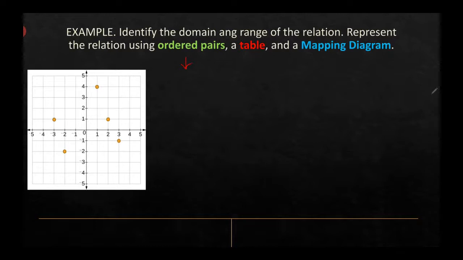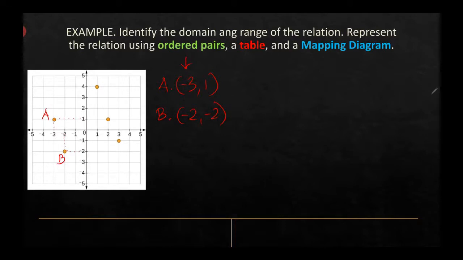So for example, we have here this Cartesian plane with some points. Let's construct its ordered pairs. Let's say this point is point A. So this is negative 3, comma, positive 1. So for point A, we have negative 3, comma, positive 1. Now, let's name this point as point B. That is negative 2, comma, negative 2. So for point B, we have negative 2, comma, negative 2.